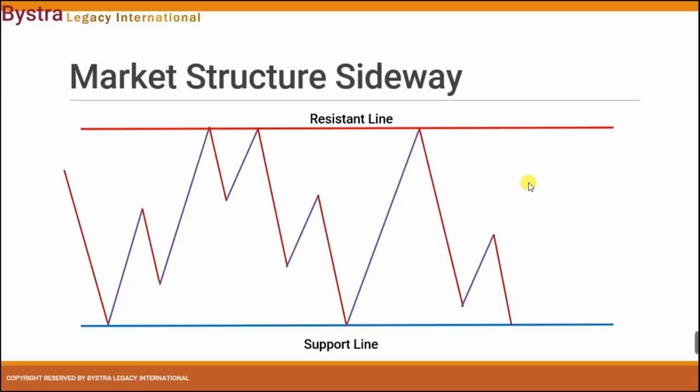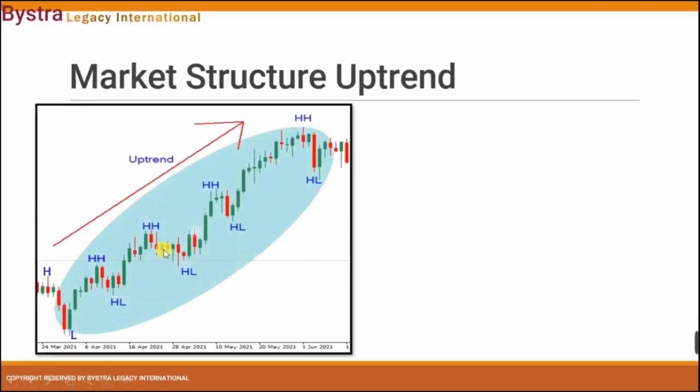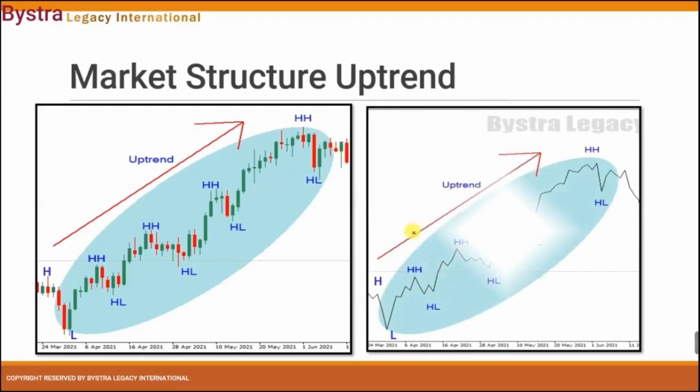Now let's look at the example of the MT4 chart. Here on the market structure uptrend, we can see in the MT4, it creates a high, low, higher high, higher low, higher high, higher low. Same goes on and keeps going on doing the same structure. Now if we change it to the line chart, we can see even clearer. So this is your high, this is your low, your higher high, higher low, higher high, higher low, and continue. So the uptrend will only have these four structures, which are the high, low, higher high, and higher low.